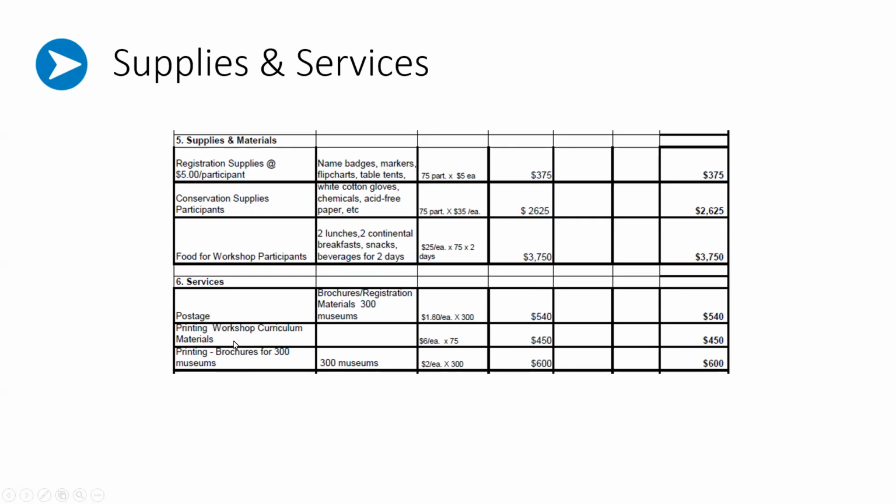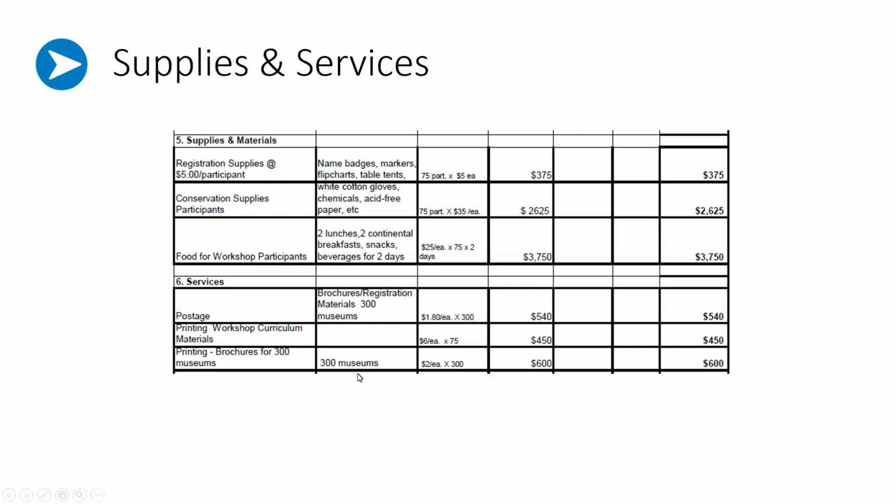We had to print the curriculum materials for the workshop. So we estimated that at $6 per person times the 75 participants, $450. And then printing brochures for 300 museums to advertise it, we estimated that would be $2 each times 300, or $600. So this gives you a sense of what you do with the expenses, supplies, in terms of calculating them.